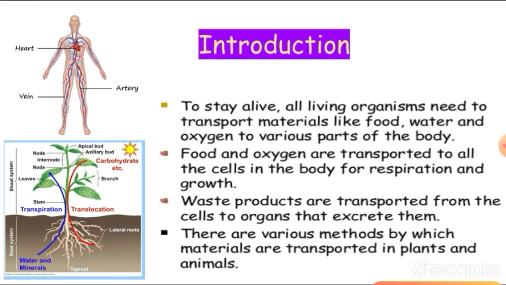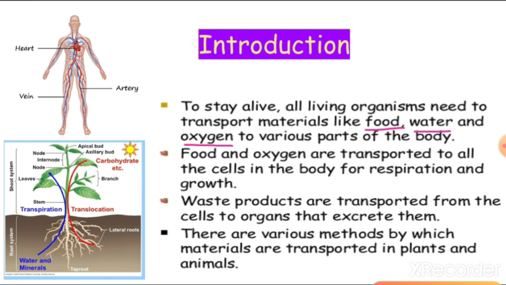what all things need to be transported. First of all, the food needs to be transported in the body, because the food gets digested in the small intestine. So from the small intestine, glucose, amino acids, and fatty acids should reach every body part. Then water needs to be circulated, then oxygen, because oxygen is the main ingredient which converts food into energy. So oxygen should also be circulated in the body to each and every cell, so that every cell can produce energy.